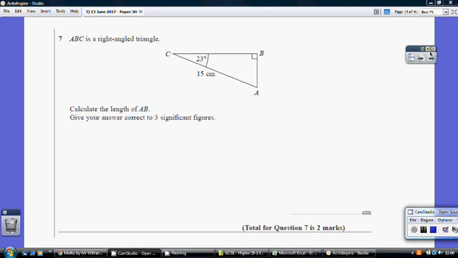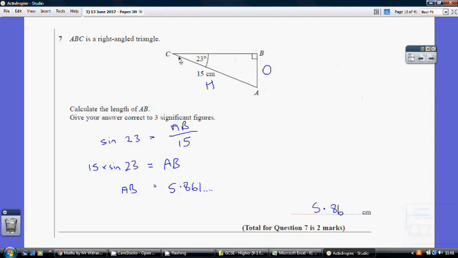Question 7. So we've got to calculate the length of AB. Well, this is a right angled triangle where angles are involved, so we're going to be using trigonometry. We're going to be using SOHCAHTOA. So picture yourself at the angle. That side is opposite us, that side is the hypotenuse, so we're going to be using sin. So sin 23 equals our opposite side, AB, divided by our hypotenuse, which is 15.